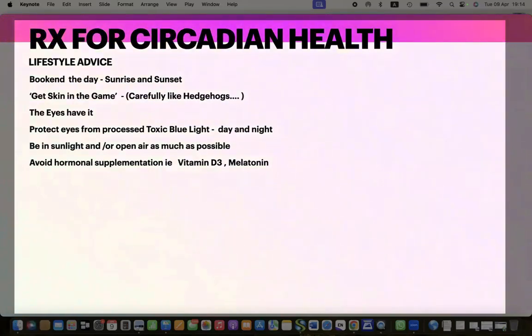Now, here's a rather controversial thing: avoid hormonal supplementation like vitamin D3 and melatonin. When you take supplemental vitamin D3, you can block many of these pathways or downregulate the POMC pathways, the pathways that relate to the harvesting of ultraviolet radiation in the skin. It's much better to make your own. And the way to make your own is to get skin in the game and avoid the toxic blue light.